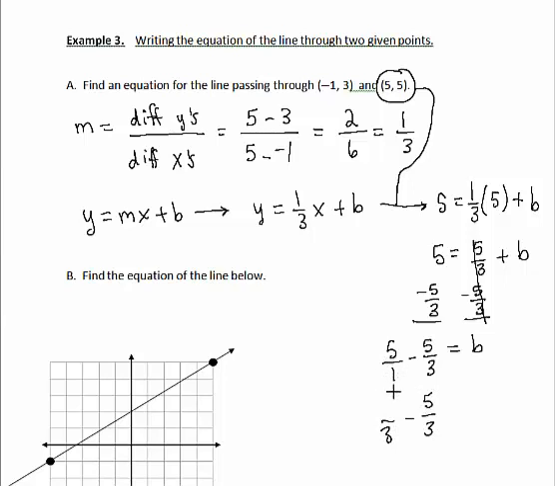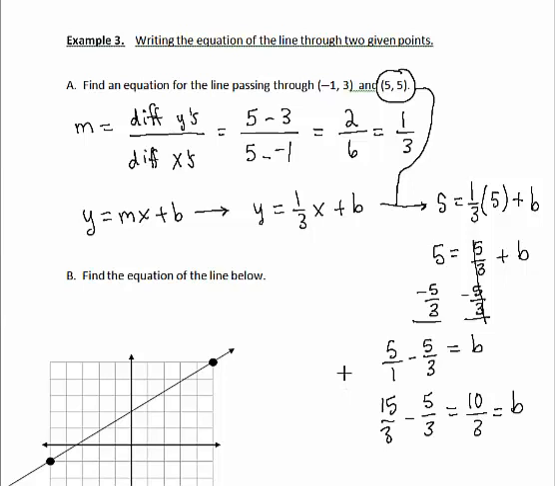If I change the denominator of the 5 over 1, this just simply came from the 5 that was on the left side. If I change the denominator from a 1 to a 3, then the numerator becomes a 15. And if I subtract 5, I get 10 over 3. So 10 over 3 is b.